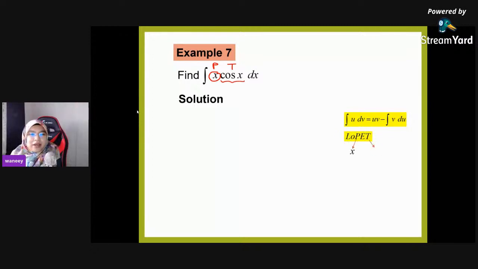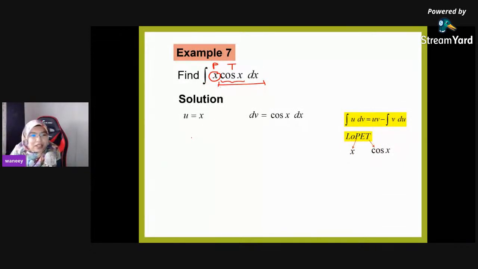So we're going to have x as the u. So u is equal to x. Meanwhile, the dv is equal to cos x dx. So ingat tadi saya kata highlight kan. So ambil highlight. Kalau kita dah highlight x, whatever you have left, that is actually your dv. So benda tu yang tinggal lah. Yang kat belakang tu kalau ada dua color lagi senang. Highlight, highlight.